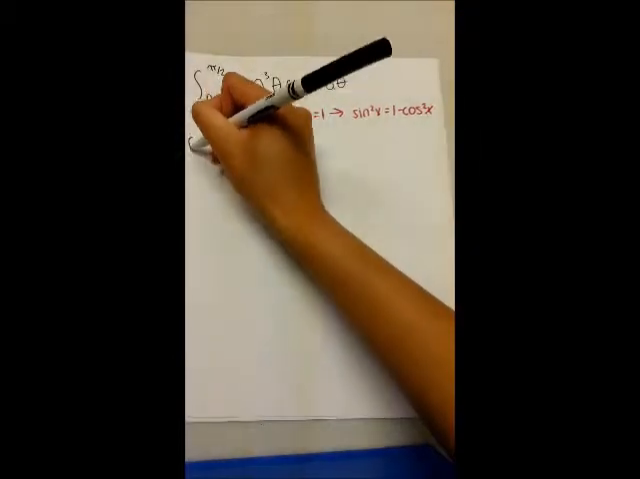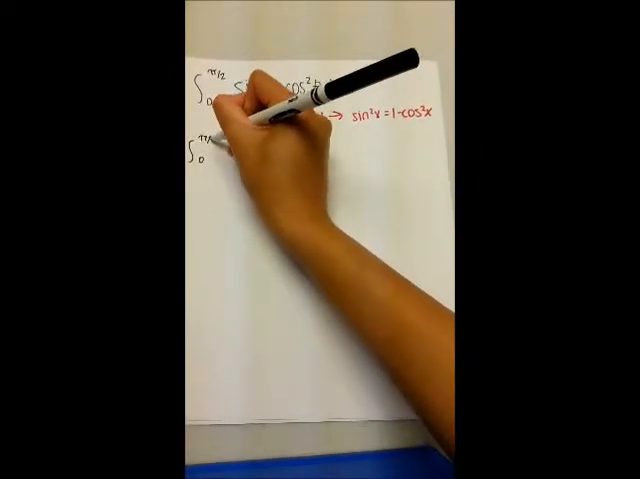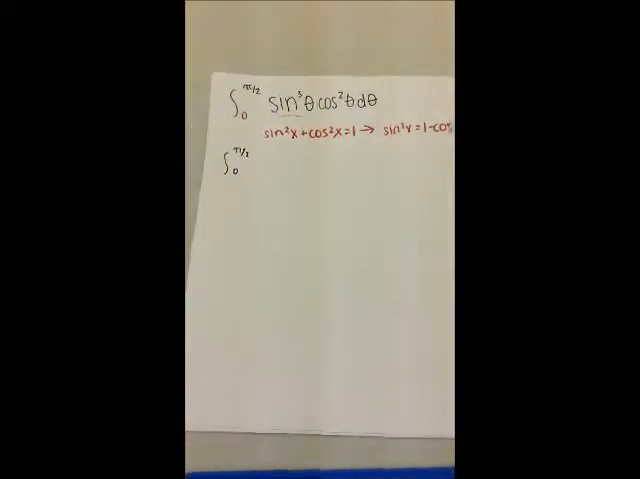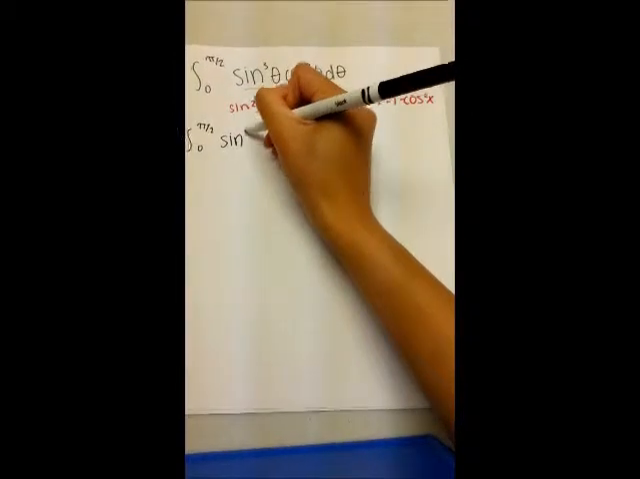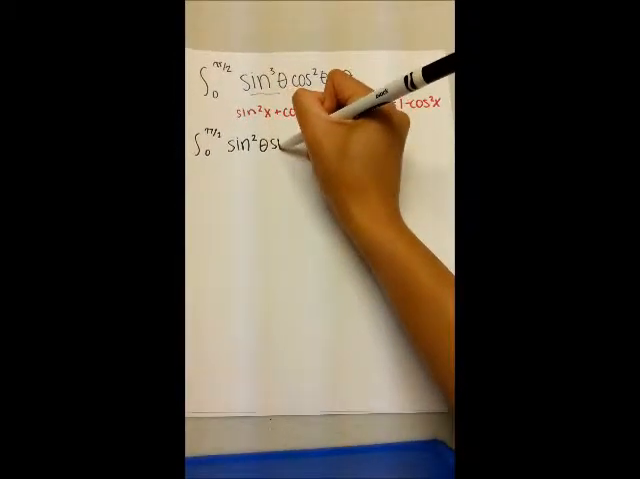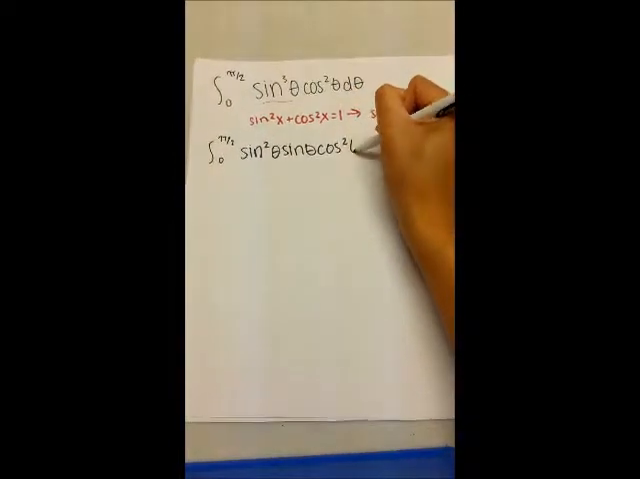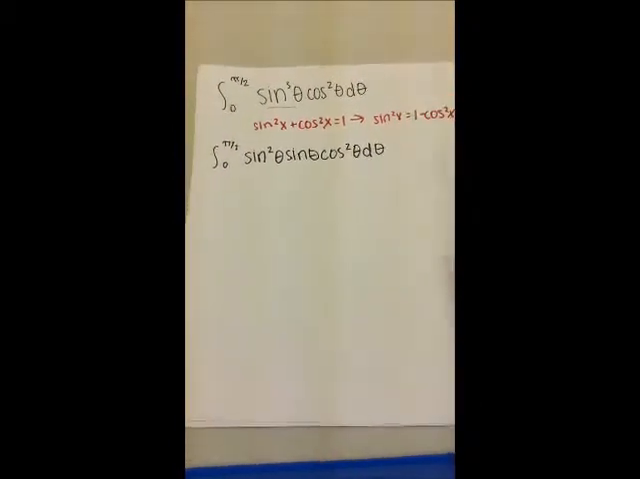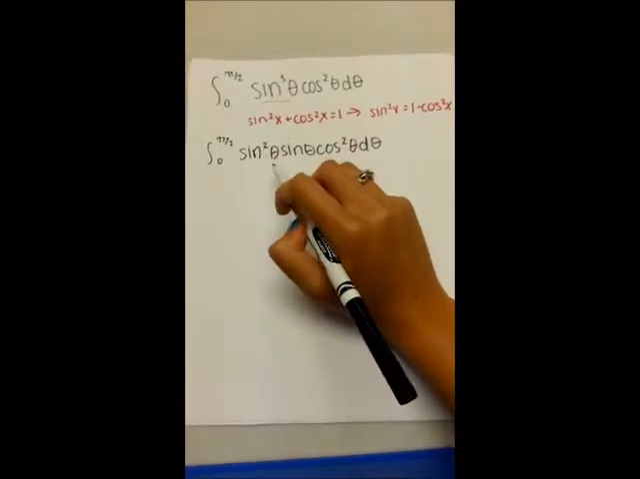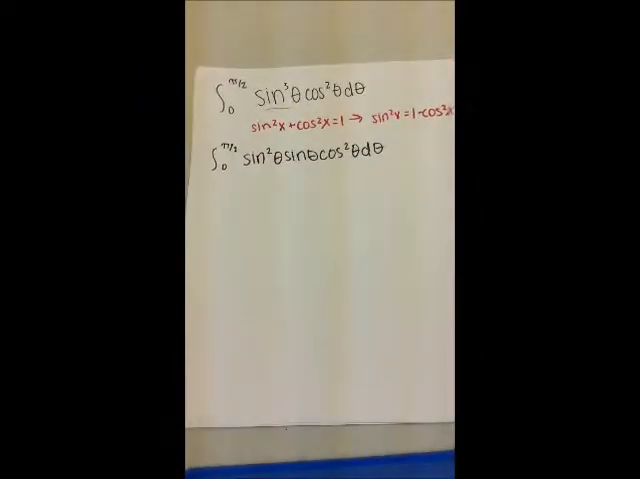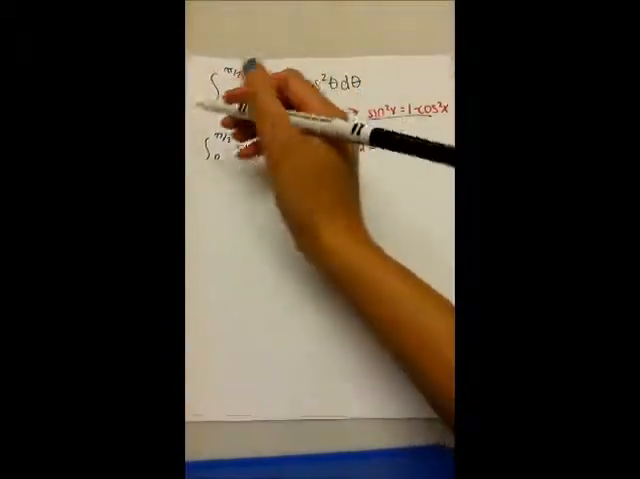So first we'll rewrite this as the integral from 0 to pi halves of sine squared theta times sine theta times cosine squared theta d theta. So we just change sine cubed theta to sine squared theta times sine theta. Now we can substitute this for that.